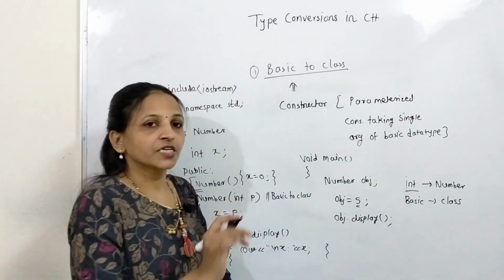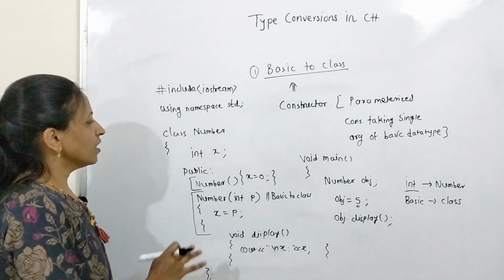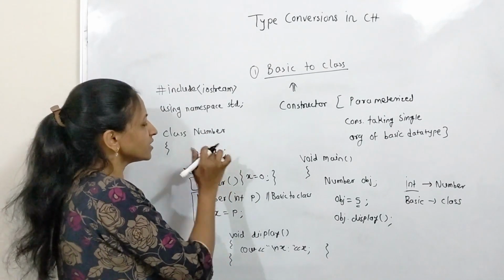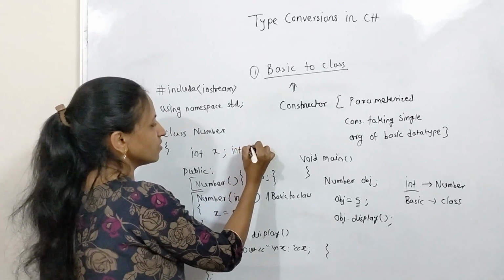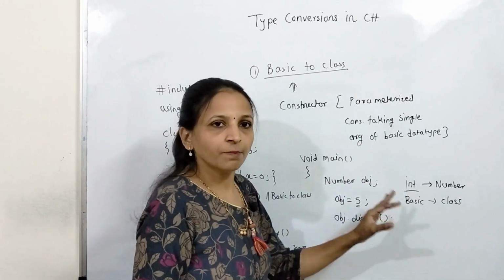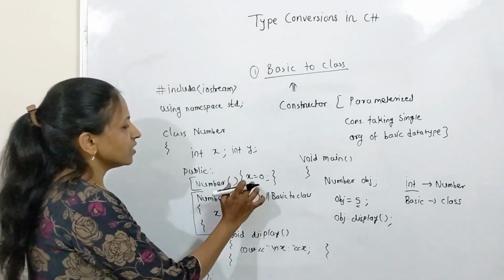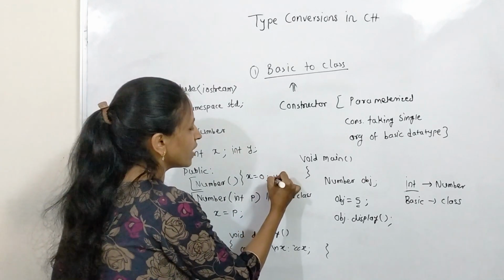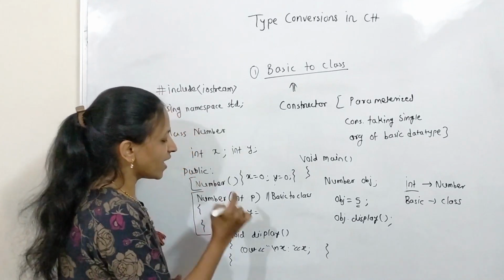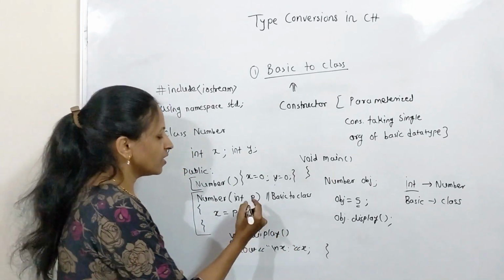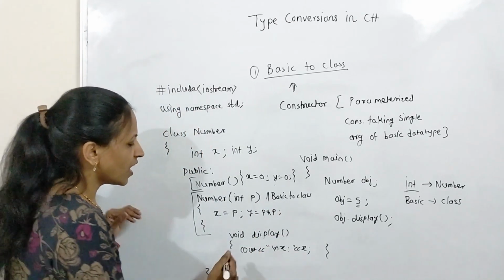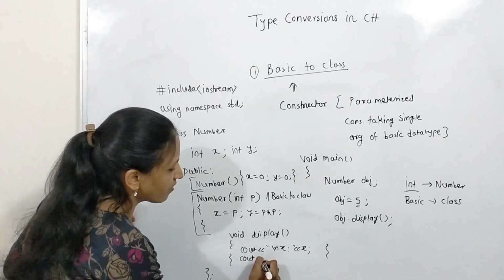Now see, I am just changing something in this example. Suppose this Number class has two data members, first integer x and second, suppose, integer y. See what should be done here to achieve this, again the same main I am taking. Here x = 0, and y = 0 also we have to set. Here x = p, and to y I want to set the square of that number, that is p into p. Okay, fine, and here I am going to display y.